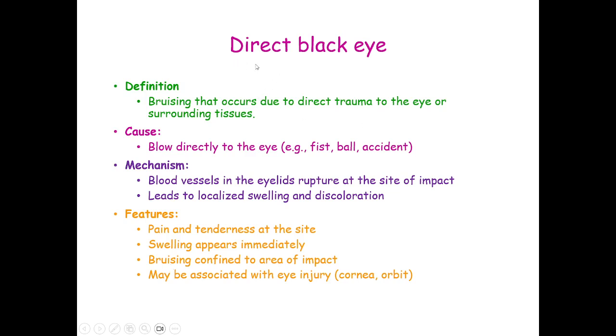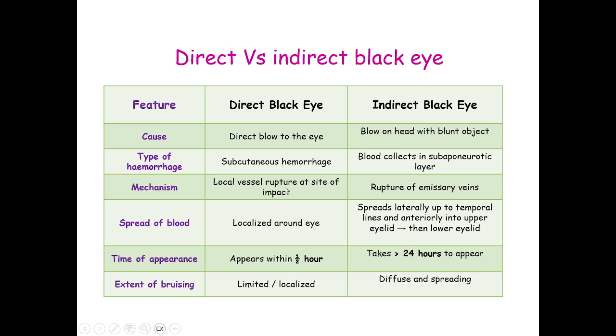Now what is a direct black eye? There will be direct trauma to the eye leading to bruising around the eye. And here, the patient will complain of pain and tenderness at the site. The swelling will appear immediately. The bruising will be confined to the area of impact, and this might be associated with injury to the eye. So we should know the difference between direct and indirect black eye.